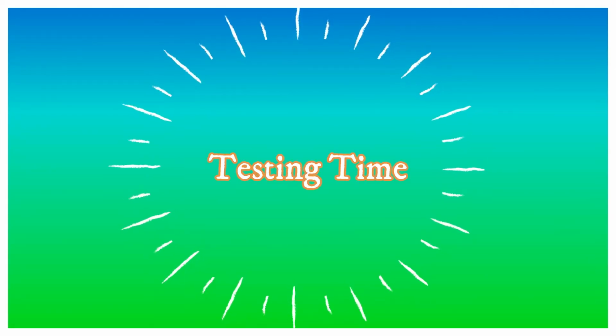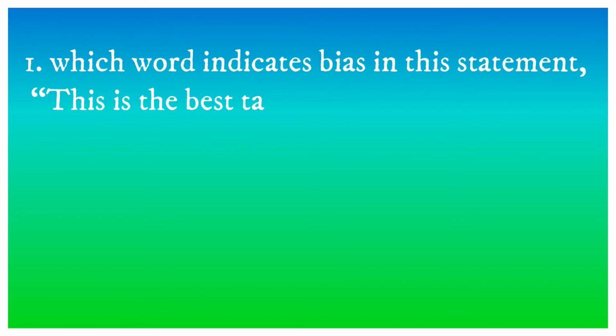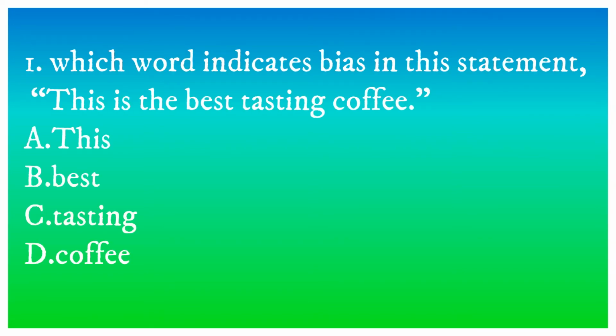Testing time! Direction. Encircle the letter of your correct answer. Number 1. Which word indicates bias in this statement? This is the best tasting coffee. A. This. B. Best. C. Tasting. D. Coffee.